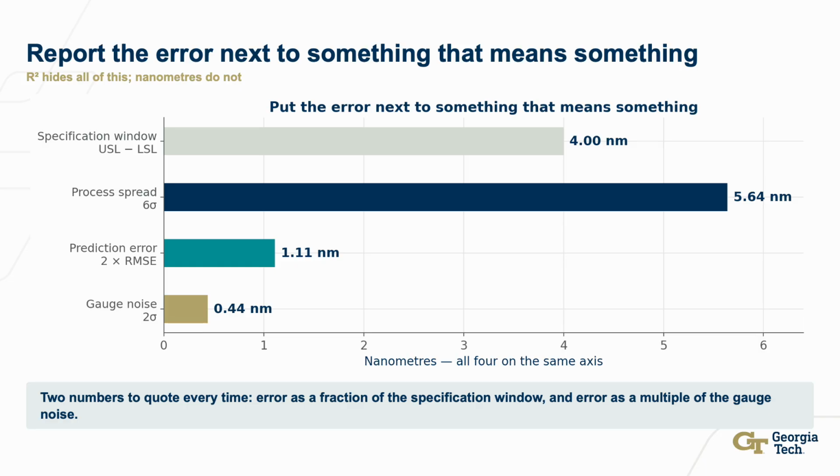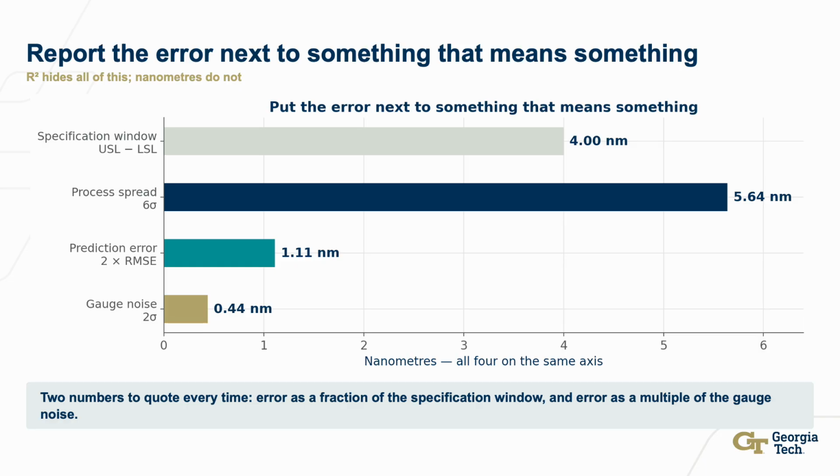Twice the prediction error, 1.11 nanometers, that is roughly the interval within which the true value sits. And twice the gauge noise, 0.44 nanometers. Read those against each other. The prediction error is about 28% of the specification window, and it is about 2.5 times the gauge noise.